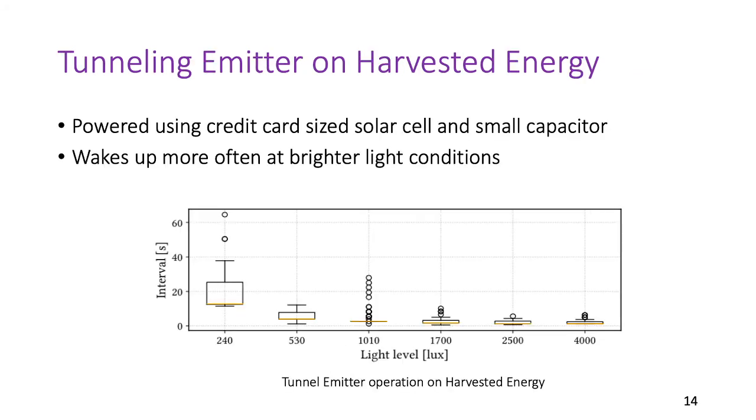Because of its low power consumption, tunnel emitter is able to operate without a battery while being powered only by the energy harvested from the ambient environment. This capability is challenging or infeasible with existing systems. For instance, in this experiment we operated tunnel emitter on a credit card-sized solar cell, and we showed that tunnel emitter can operate even at very low light levels, and as the light conditions improve, which means more energy is harvested, the tunnel emitter remains active more often.